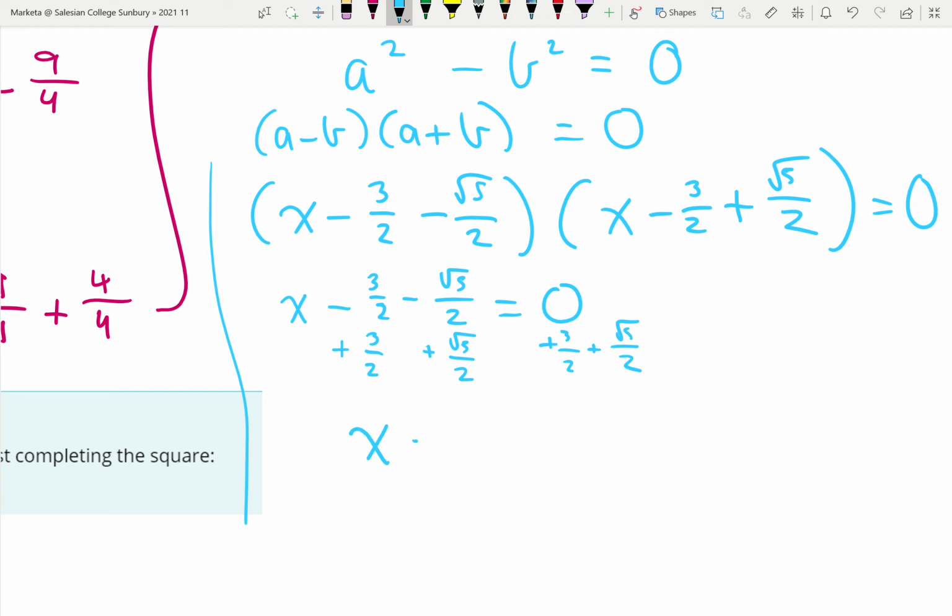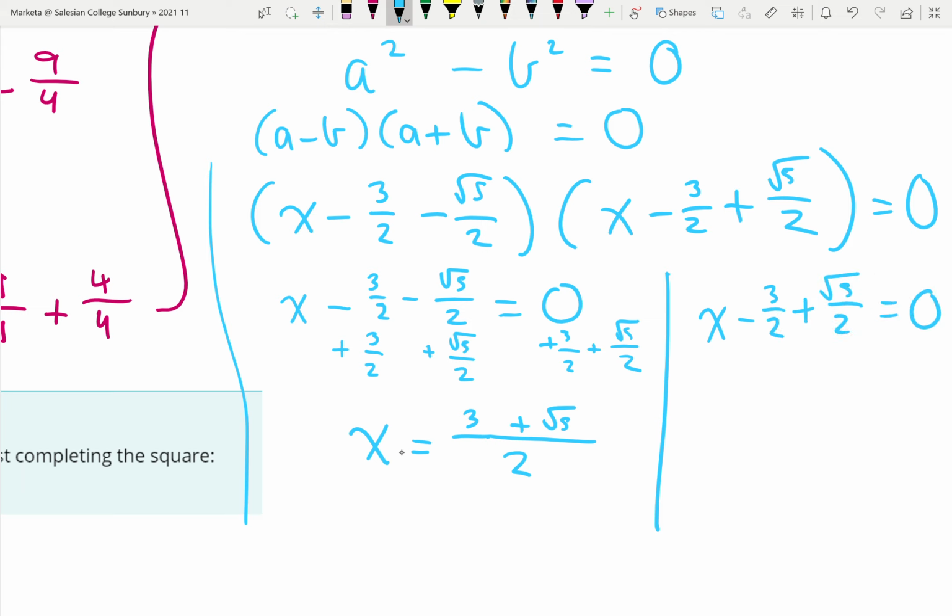So that means x equals 3 on 2 plus root 5 on 2. And I could write that as one fraction there. That's quite nice. The other one is no doubt going to be the conjugate there. And, well, that's x minus 3 on 2 plus root 5 on 2 equals 0.